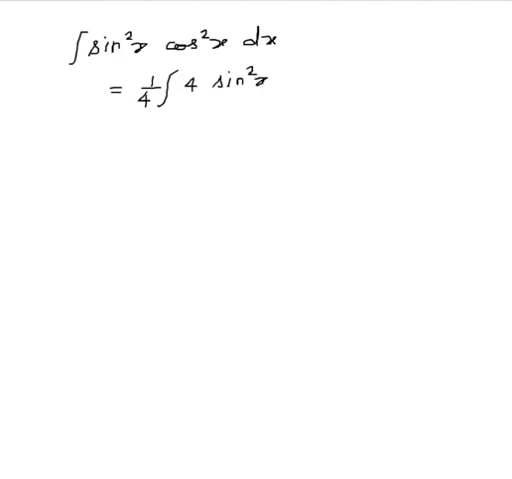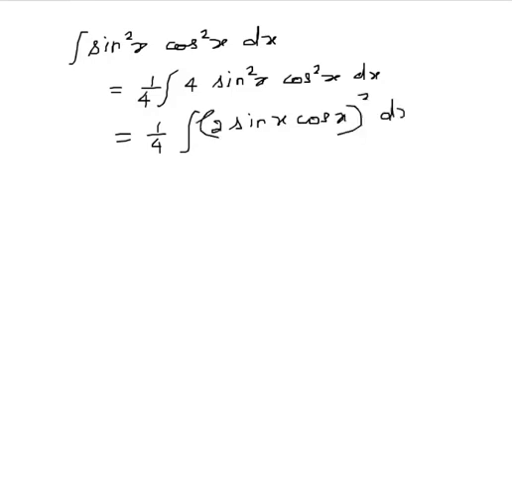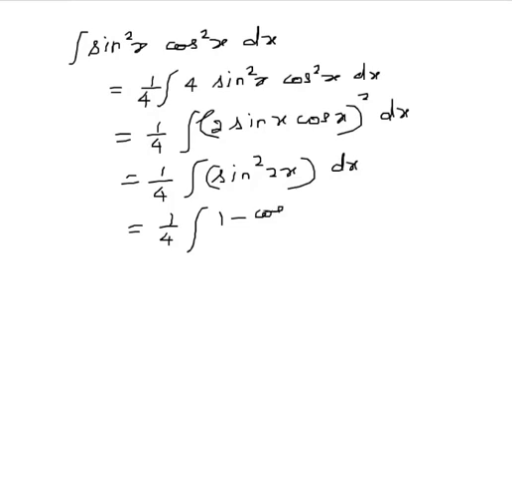It becomes 4 sine square x into cos square x dx. And I can write this as 2 sine x cos x the whole square. And this becomes sine 2x the whole square. And we know the method for sine square, the first method which we saw, the identity. Sine square is 1 minus cos of twice that angle 2x, so it is 4x divided by 2. Take 2 out, so it becomes 1 by 8, and we can integrate these terms.